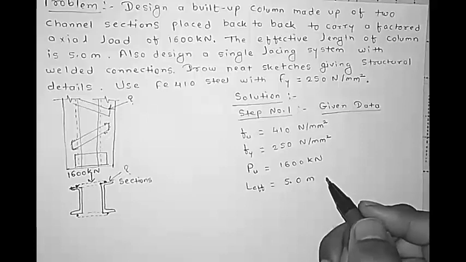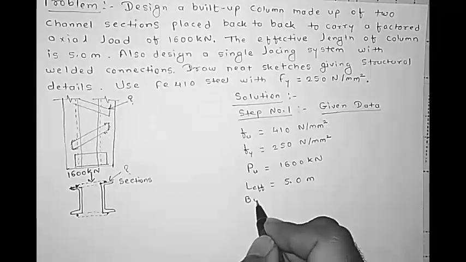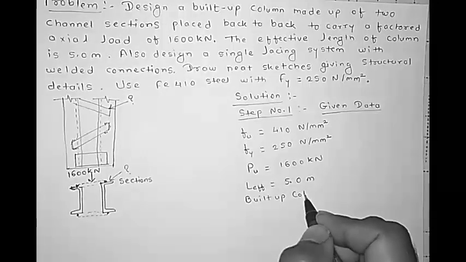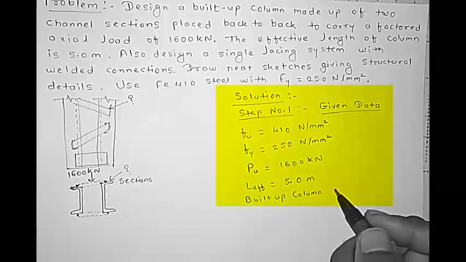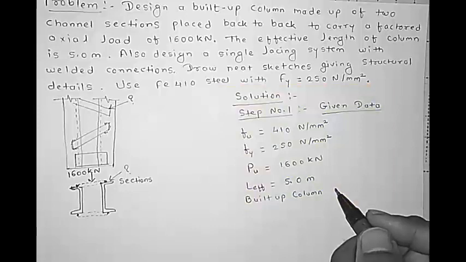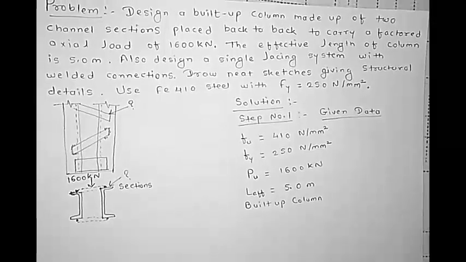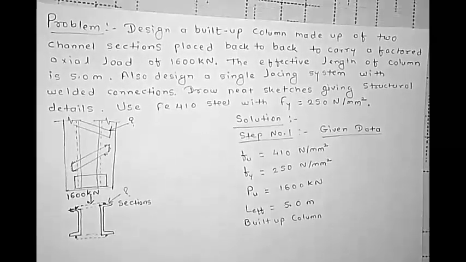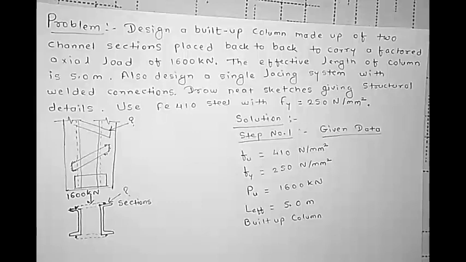So you need to design a built up column. So this is the problem where sometimes in the problem, instead of channel section, there can be ISMC section as well, ISMB section as well. There is a channel section, you may have the beam sections, or sometimes you may have the angle section as well, but preferably channel as well as the beam sections. They are mostly used for the built up column.